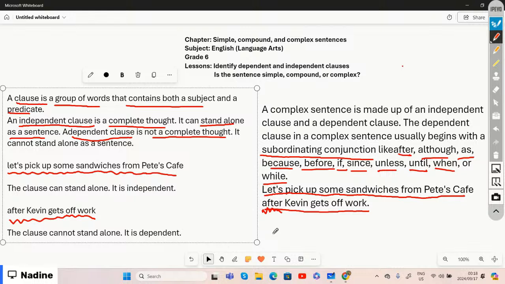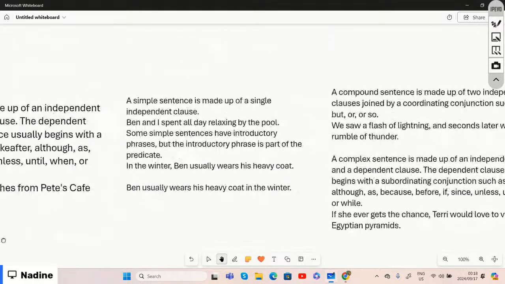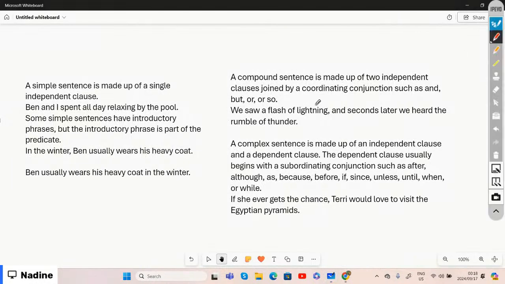So now we're going to find out what a simple sentence and a compound sentence are, and here we already went over what a complex sentence is. A simple sentence is made up of one independent clause. And remember, we said an independent clause can stand on its own because it expresses a complete thought. So a simple sentence is made up of a single independent clause. If we look at an example, it says, Ben and I spent all day relaxing by the pool.